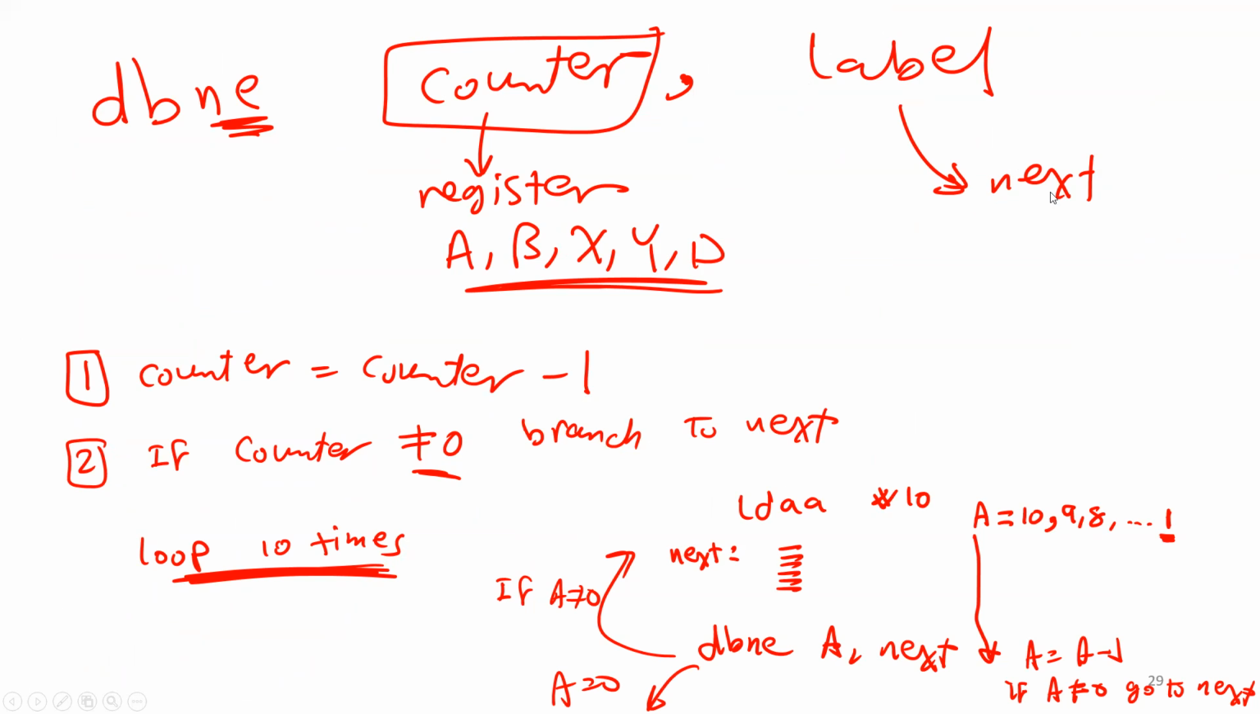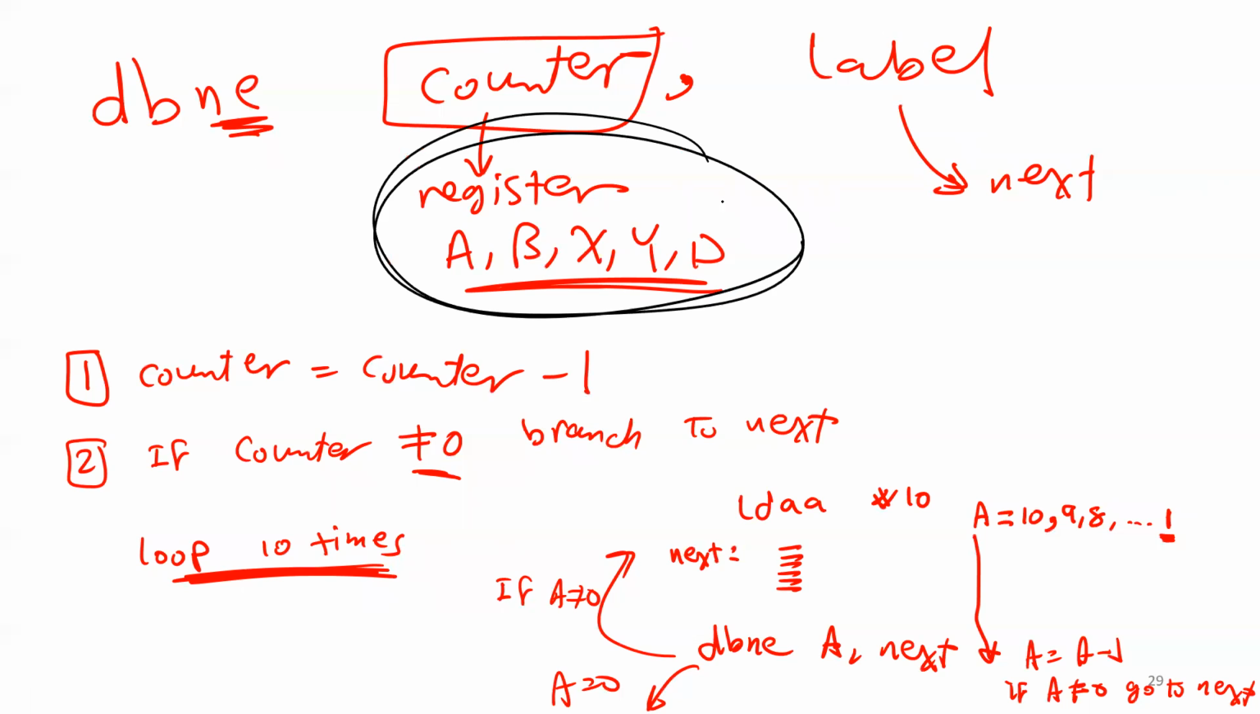This is the counter of the for loop. For a for loop, we need a counter, and it has to be a register. And this is a disadvantage. It cannot be a memory location.